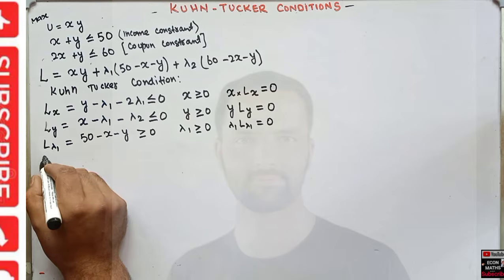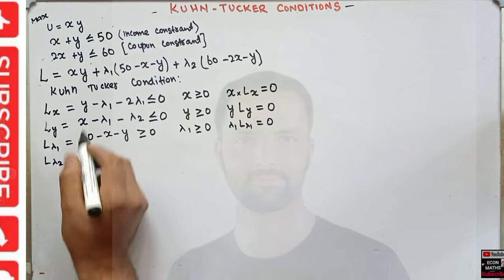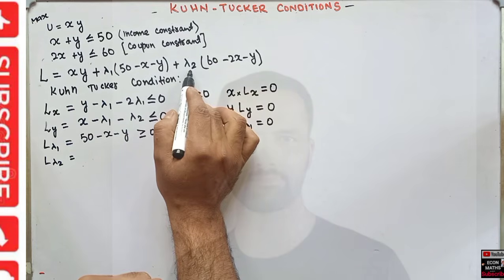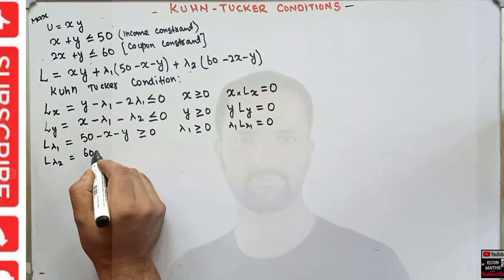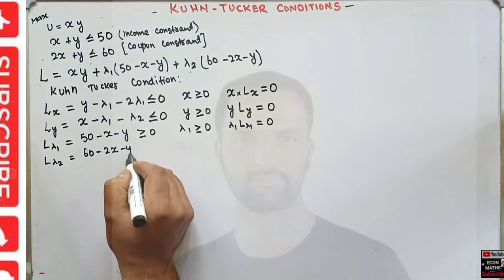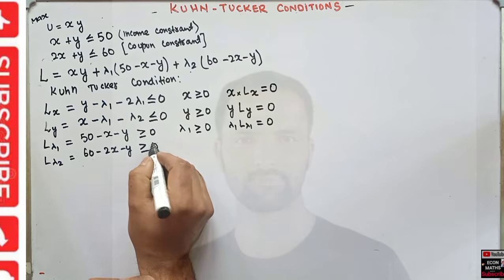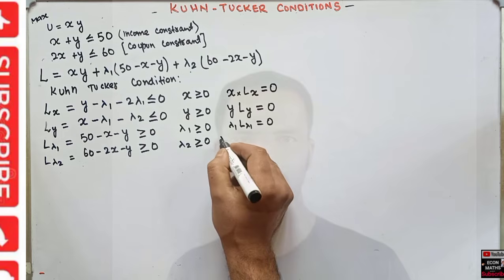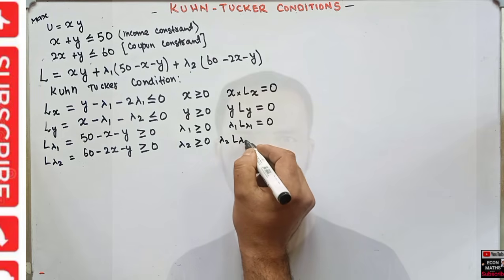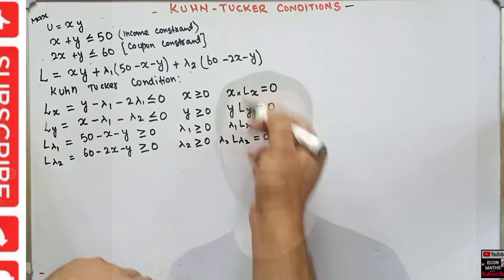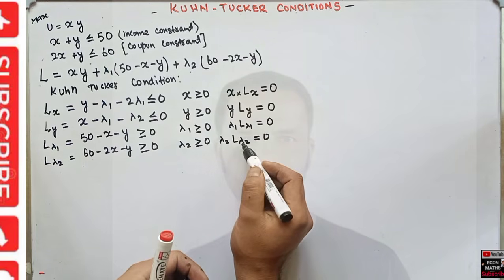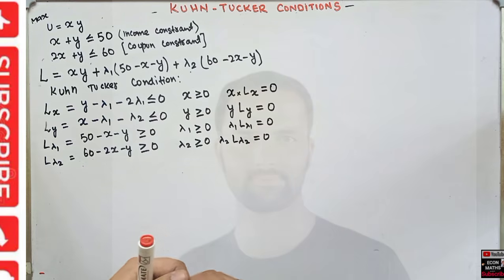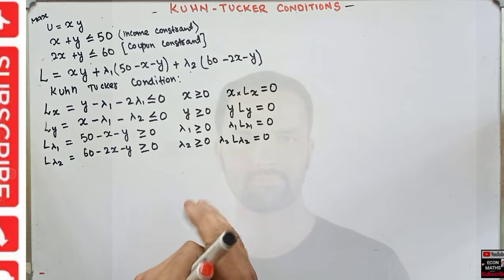Similarly we have L lambda 2, differentiating this Lagrange's function with respect to lambda 2 this time. The derivative of lambda 2 is 1, so we are left with 60 minus 2x minus y. It should also be greater than or equal to 0. That means lambda 2 should also be greater than 0, which means lambda 2 times L lambda 2 should be equal to 0. Okay, these are the conditions. Actually, I'm not saying lambda 2 L lambda 2 will imply from this, I'm just saying these are the conditions for Kuhn Tucker. Okay, now so we got these very things.